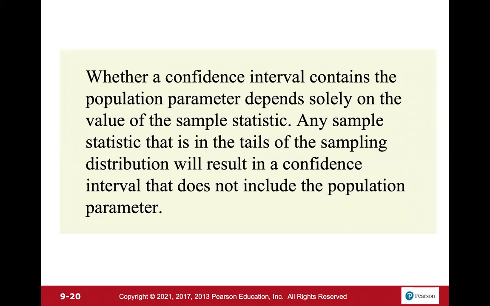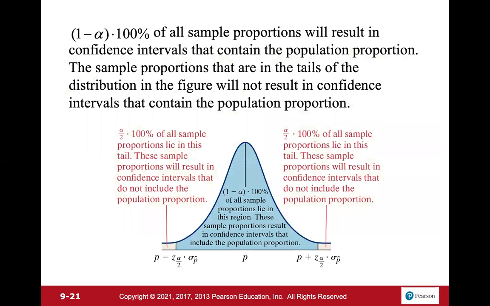Whether a confidence interval contains a population parameter depends solely on the value of the sample statistics. So any sample statistics that is in the tails of the sampling distribution will result in a confidence interval that does not include the population parameter. 1 minus alpha times 100% of all sample proportions will result in confidence intervals that contain the population proportion. These sample proportions that are in the tail of the distribution in the figure will not result in a confidence interval that contains the population proportion.